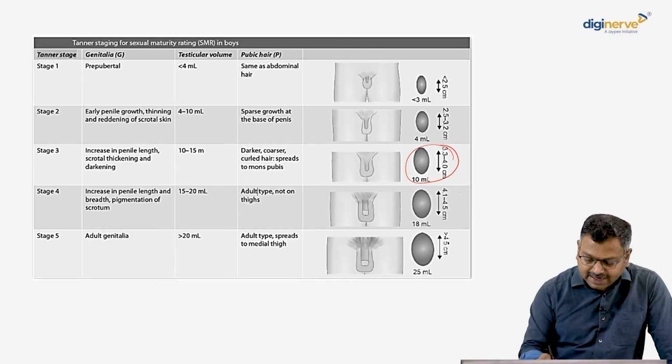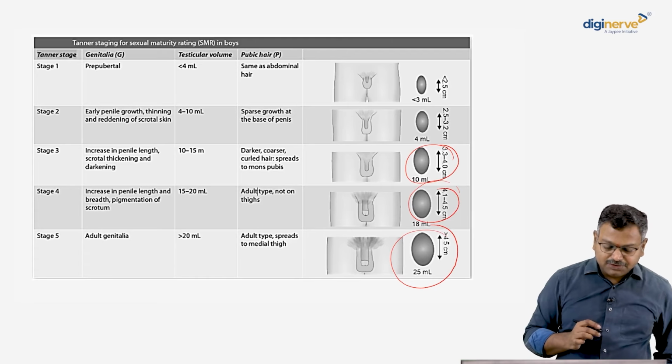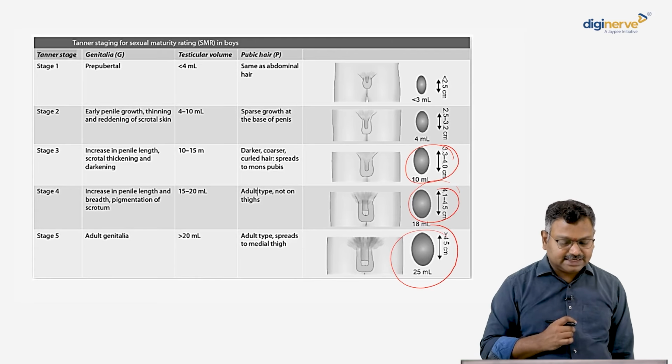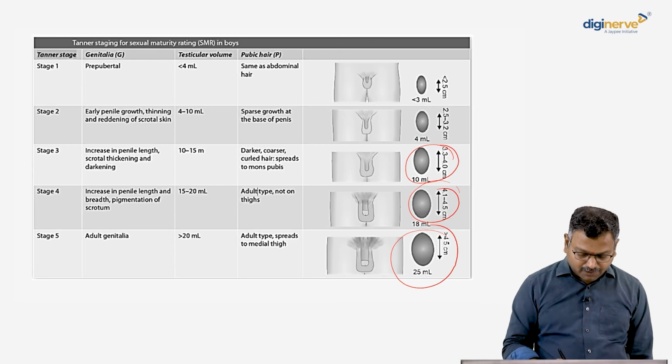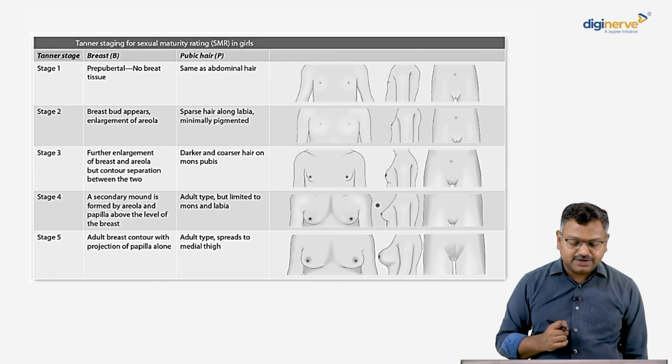Stage 4, where you have an adult volume that you're seeing, and stage 5, where the testicular volume is 25 ml, and then you do find the classical adult genitalia. This is the SMR for boys. In females, we are using the breast as well as the pubic regions.